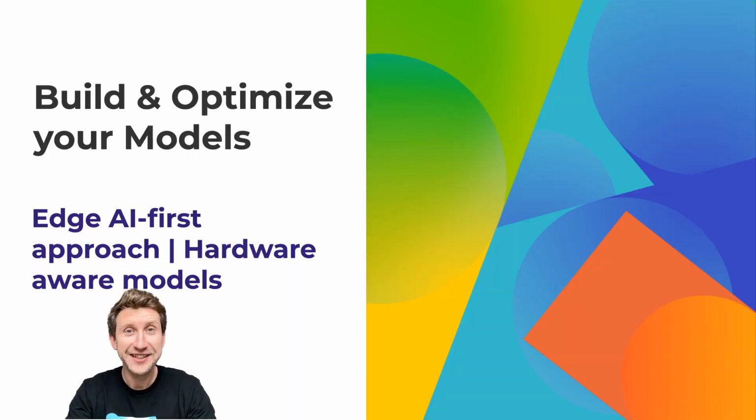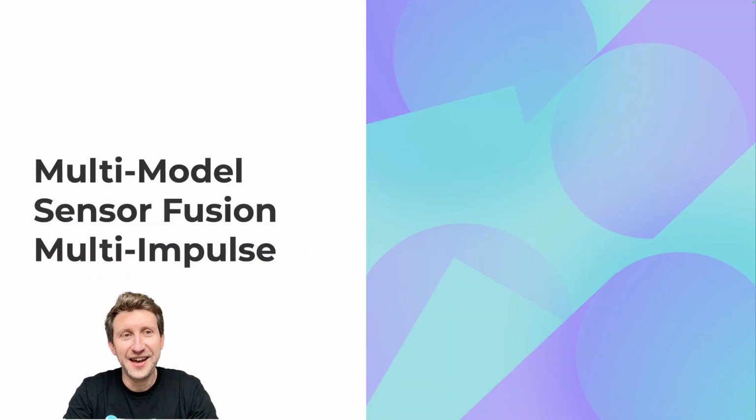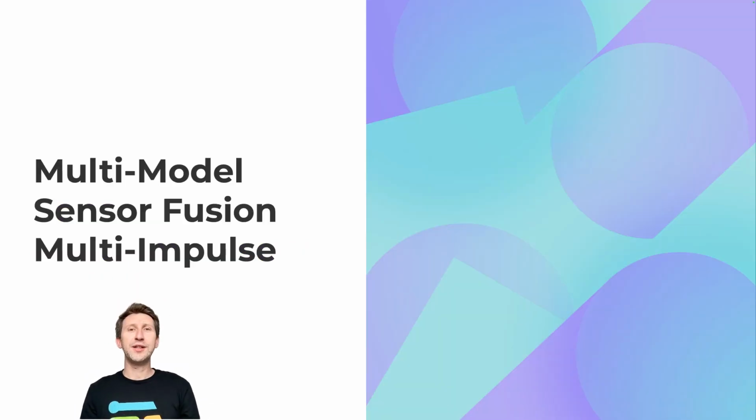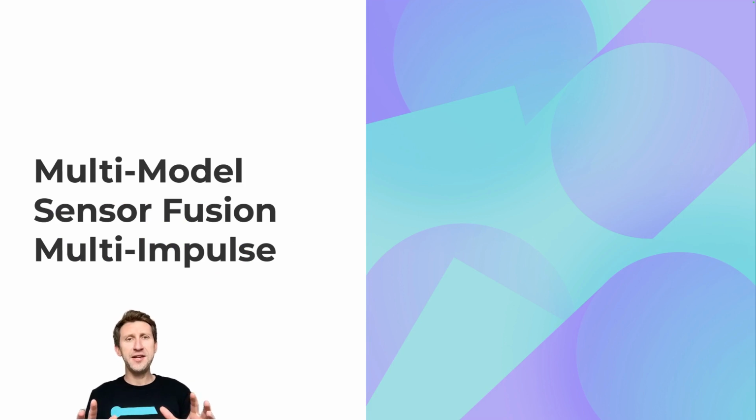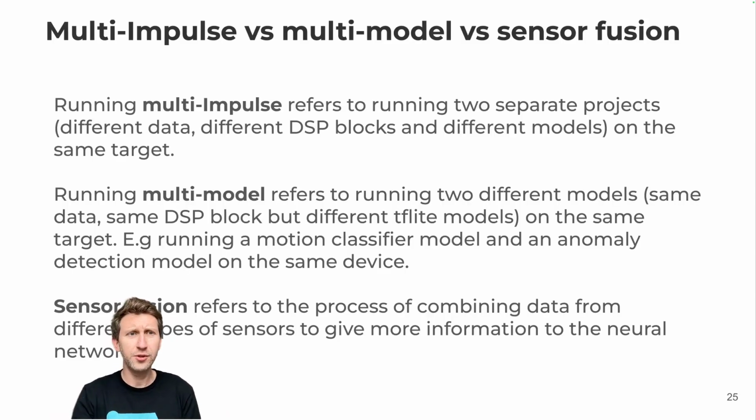Now, I hope you're ready to see some cool things on how to build and optimize your machine learning models. With Edge Impulse, we try to provide an Edge AI first approach and make your models hardware aware. First, I'd like to give you an explanation of three main concepts: multimodal versus sensor fusion versus multi-impulse. I'm just going to go over the definitions quickly.